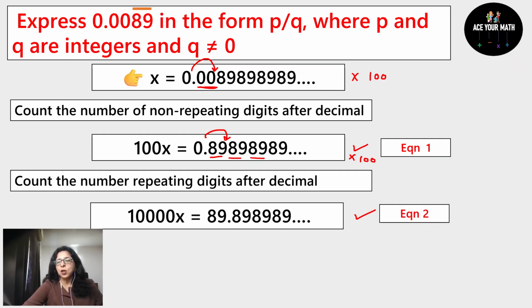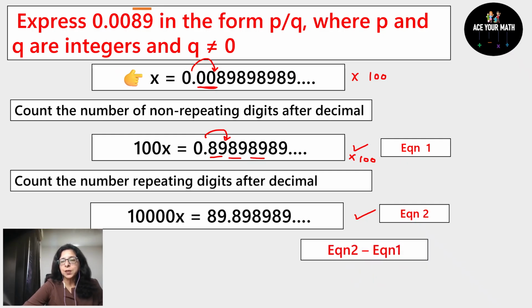Now we are left only with the last step. What is the last step? The last step is to subtract equation 1 from equation 2. First of all, write down equation 2, which is 10,000x equals 89.89 bar. Why am I writing 89 bar here? Because 89 is repeating here, so we can write it as 89.89 bar.